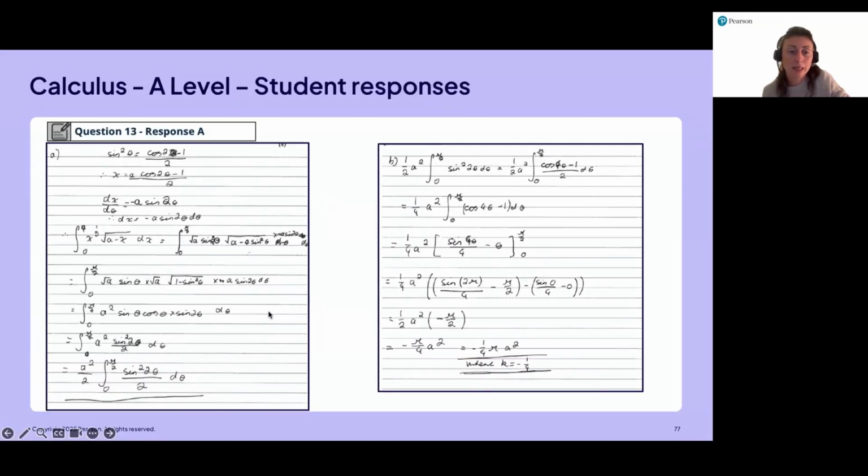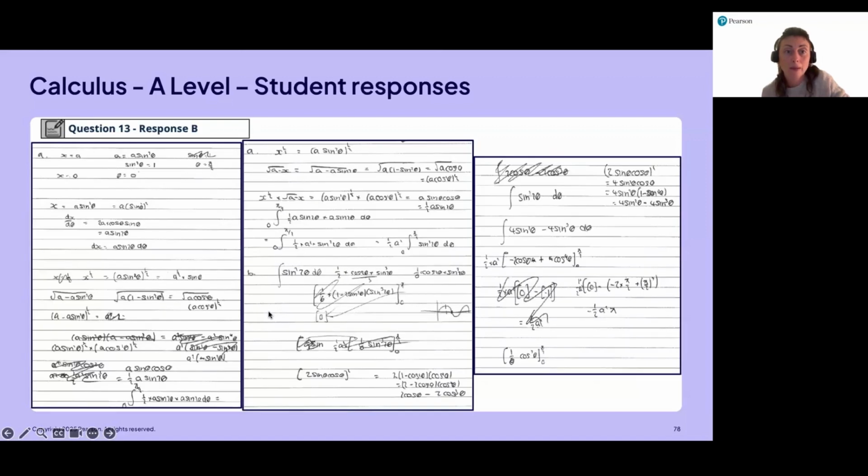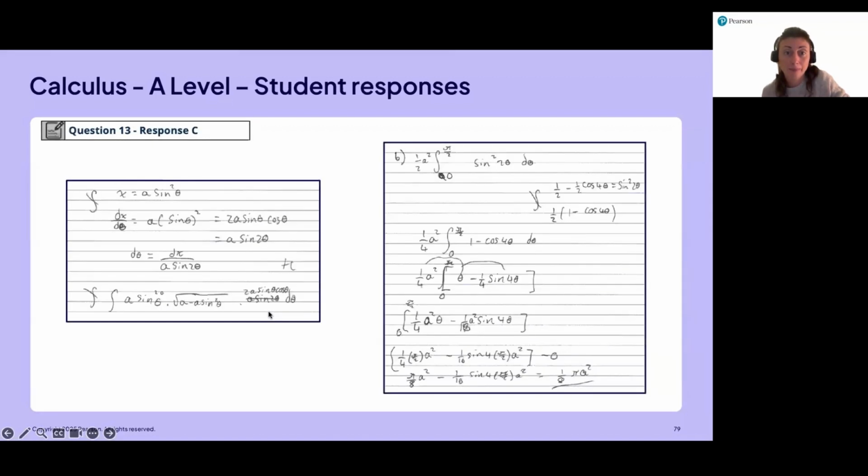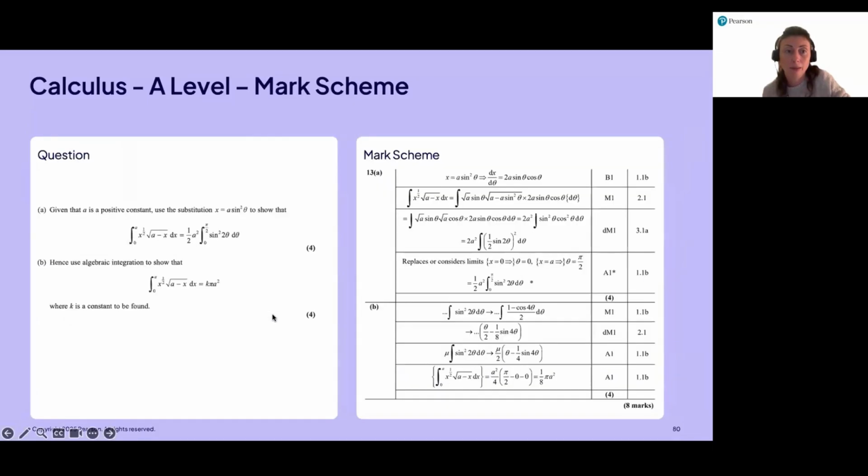So this resource gives you student responses, so you could give these to your students in class and get them to look at them or comment on them or mark them, or you could do the same. Usually they give you 3 responses. I'm not going to go through all of these now. Then it will give you the mark scheme.